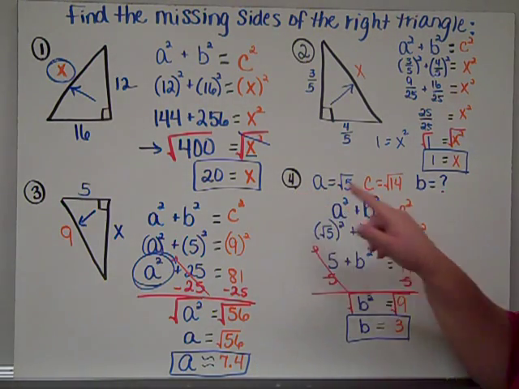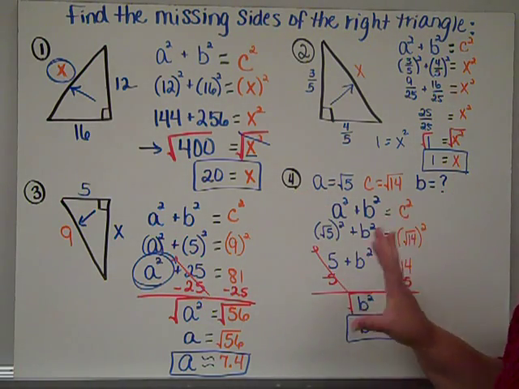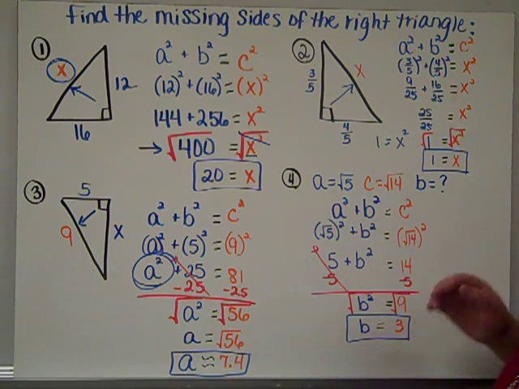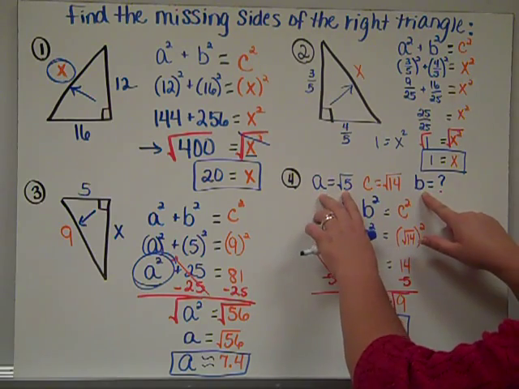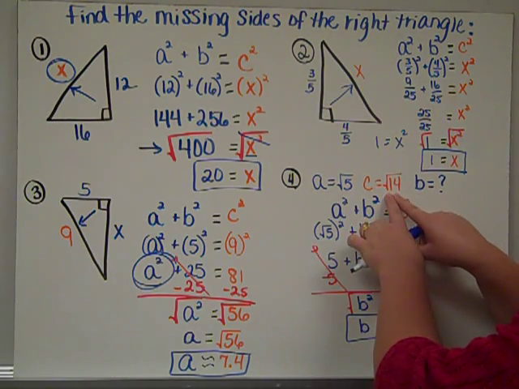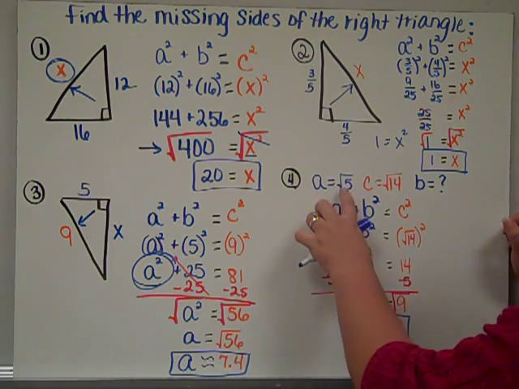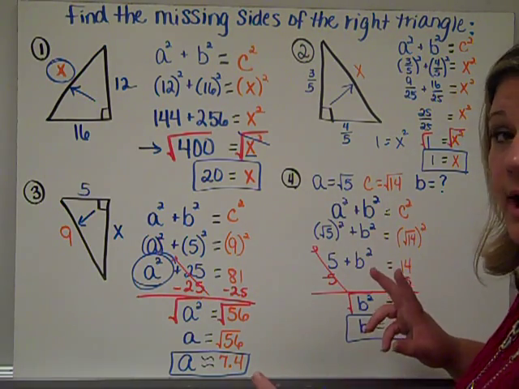Example number 4. Notice I don't have a diagram here. All I have is the side lengths labeled. So my legs are here and my hypotenuse is here. Okay, so I know I'm going to plug in those side lengths for that. And notice that these are square roots, but that's okay.